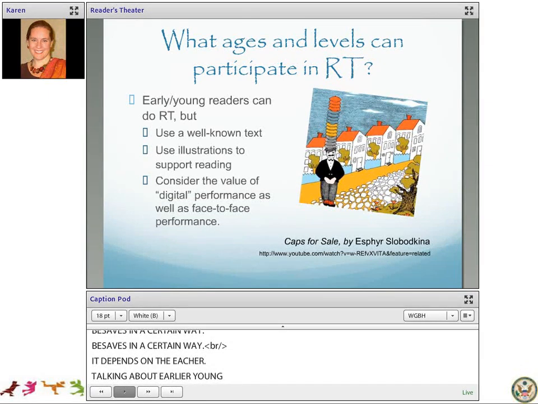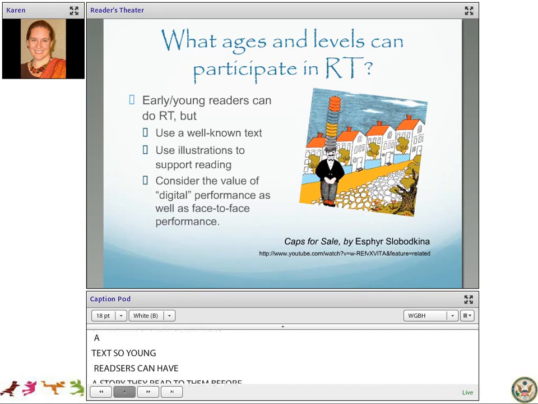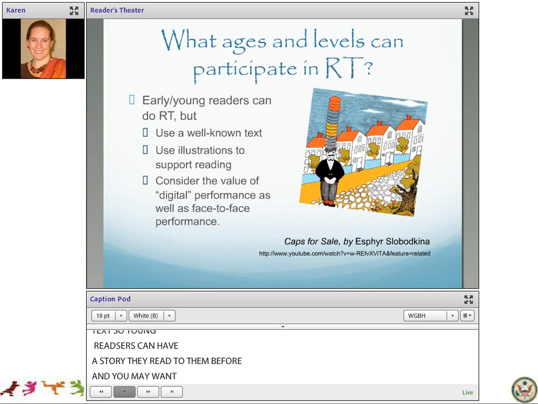A new text is going to require a level of decoding and reading that they may not have. So young readers and emerging literacy readers at the adult level will need to have a story that they've heard read to them before. Okay. Illustrations can also support emergent readers. And then you may want to consider or reconsider the performance aspect of a reader's theater unit with young readers, which is not to put them in front of an audience necessarily, but possibly just to record them digitally. So you can have a digital performance.